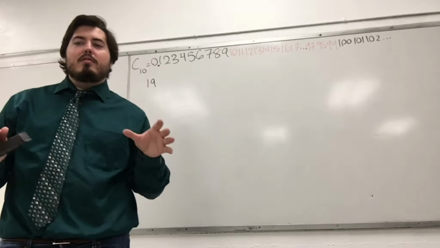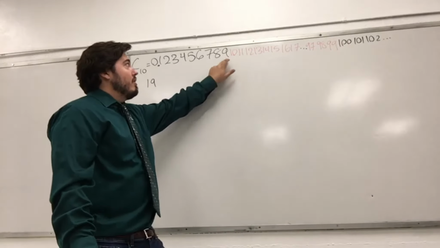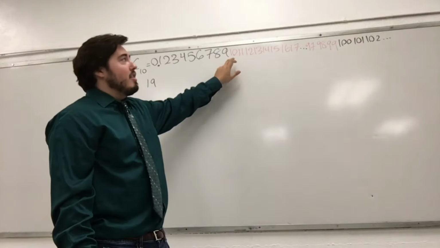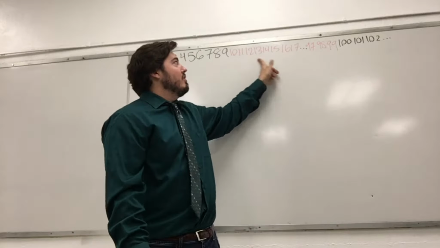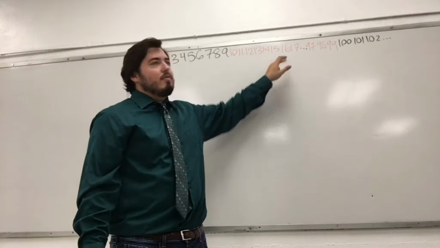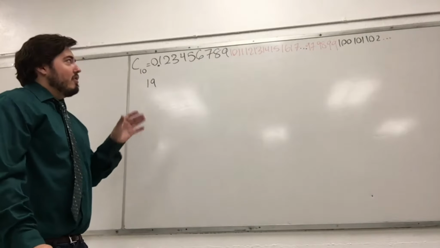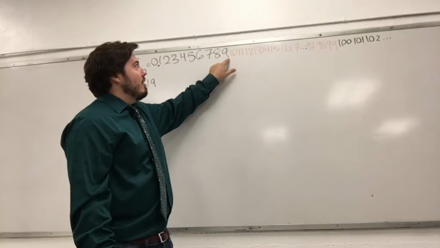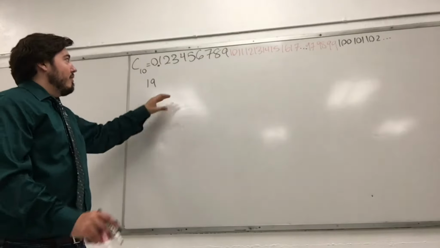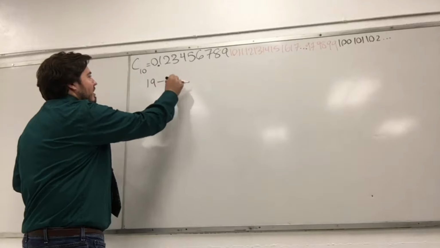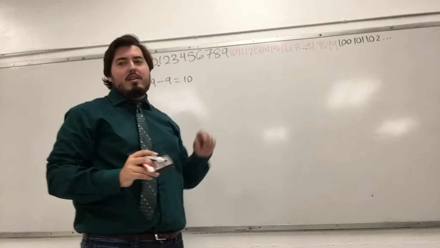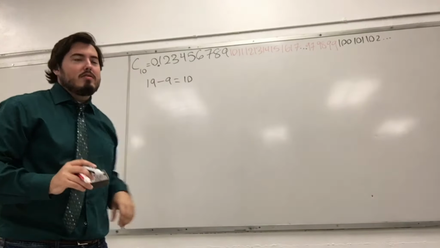Okay, here's the process I want to use. I know that these first 9 digits come up to 9, and once I get to the 10th digit, that's when we get into this double-digit series. We're talking about 10, 11, 12, 13, 14, 15 in this part of the number. The first thing I want to figure out is how far into this series is the digit I'm looking for. So I subtract the first 9 numbers off of here, and I end up with 10. That means I am 10 digits into this double-digit series.